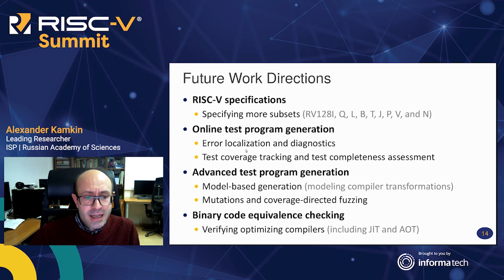Another issue is test coverage tracking. The high speed of testing reduces controllability and observability, and how to measure test quality, how to measure test completeness. Okay, another direction, it's a different story, it's compiler testing. We are working on model-based test generation. We are going to model compiler transformations and generate test programs in a systematic manner. And to check compiler results, we suggest using binary code equivalence checking. I mean, checking optimized code against non-optimized code, JIT compiled native code against original virtual machine code.